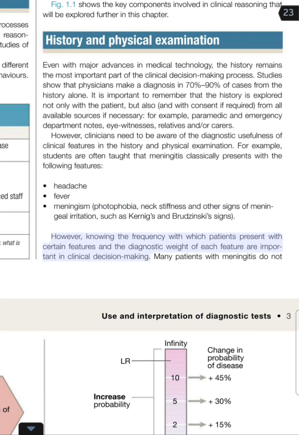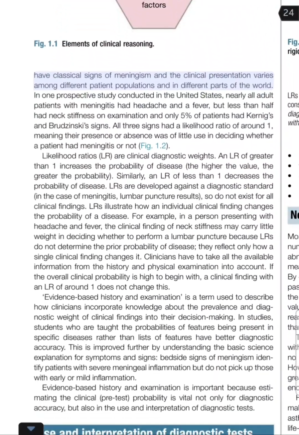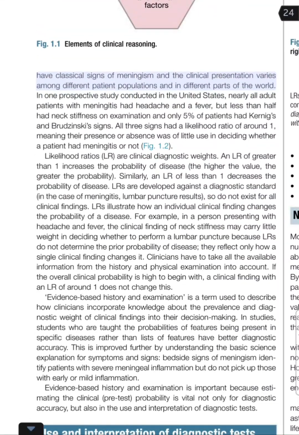However, knowing the frequency with which patients present with certain features and the diagnostic weight of each feature are important in clinical decision-making. Many patients with meningitis do not have classical signs of meningism, and the clinical presentation varies among different patient populations and in different parts of the world.